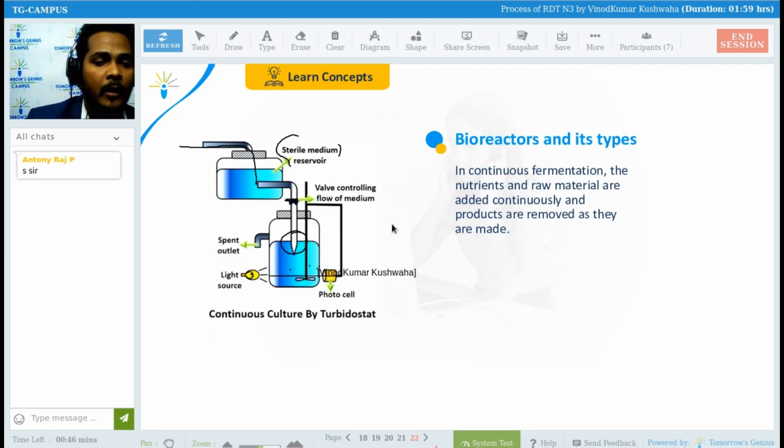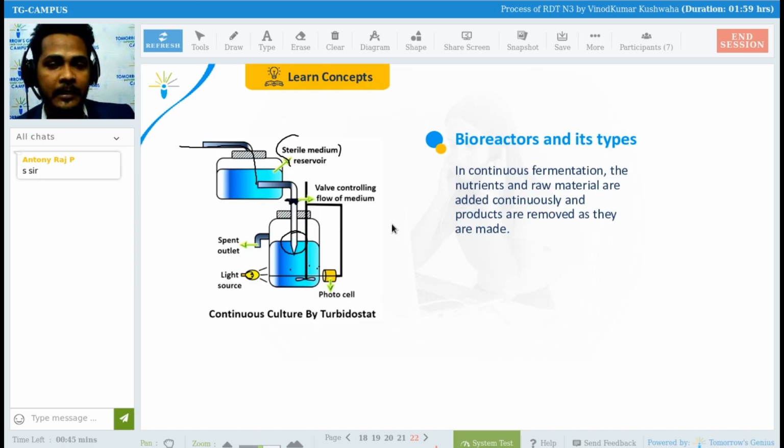So here one thing is common: in the continuous process you have to supply nutrients or any required media continuously, and you can withdraw the product continuously. But in batch fermentation, you cannot put anything in continuously, and you cannot withdraw the product continuously. That is the only difference between batch and continuous fermentation.